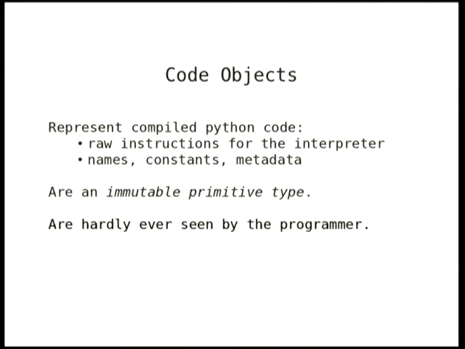So these objects represent compiled Python code. They're raw instructions for the interpreter, their names, constants, and metadata about the code that you defined. And they're actually one of the really core primitive types in Python, right? And they're immutable, which we'll get back to in a minute. You never really see them unless you go looking for them, but they're quite central to everything that Python does, and they show up in a lot of different places.